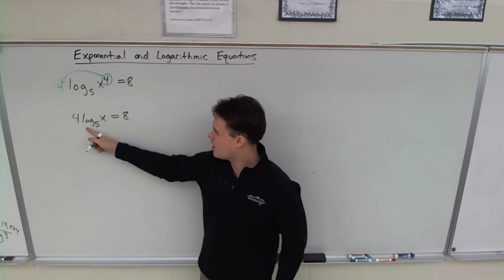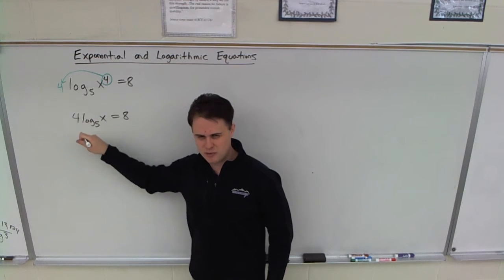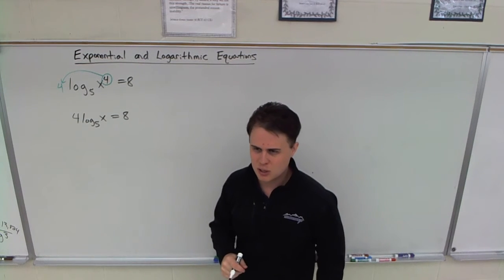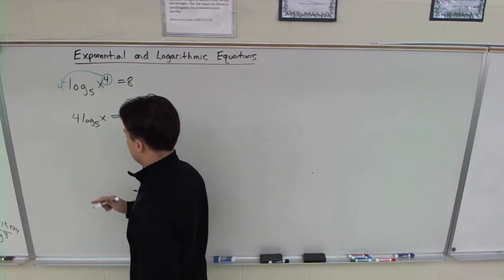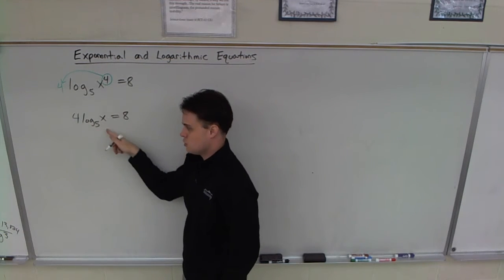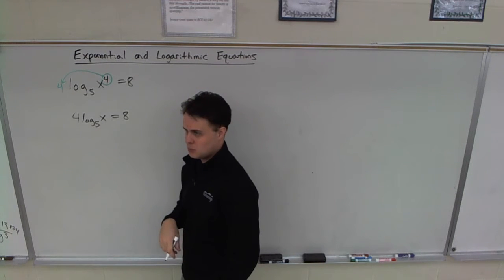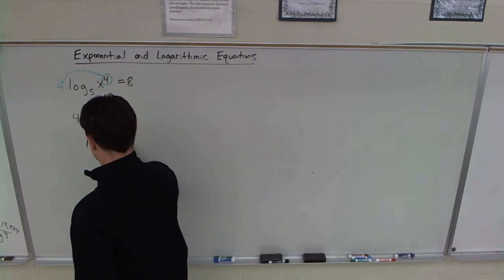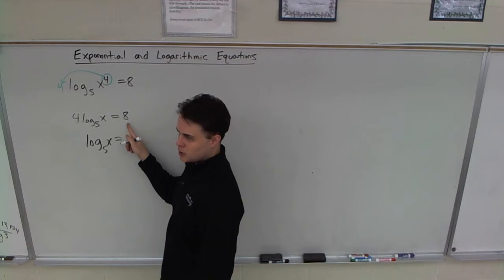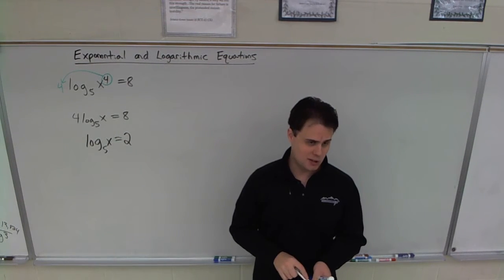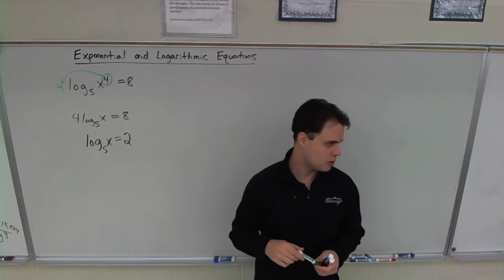We want x. I can't like 5 it right now, right? I can't 5 it because there's something in the way. The 4 is in the way. How do you get it out of the way? It's doing what to this? It's multiplying it. So divide. Divide by 4, and you get 2. Now it's not in the way, so now what can we do to break that logarithm wide open?